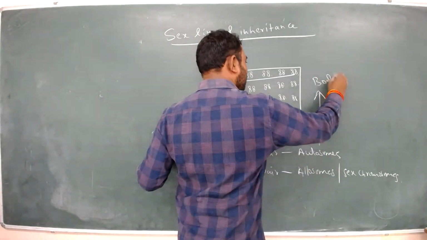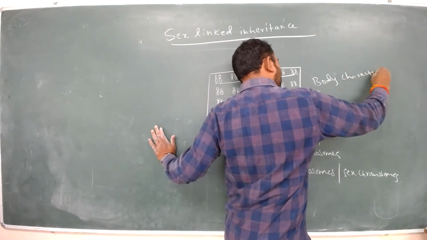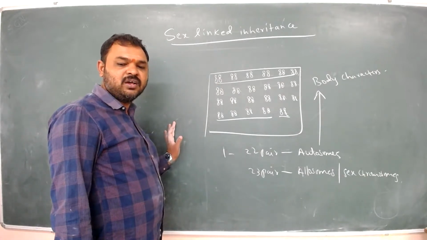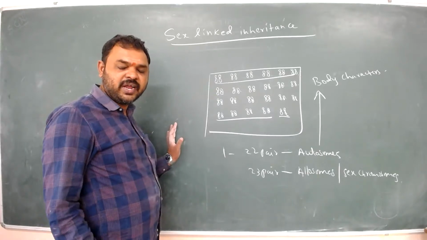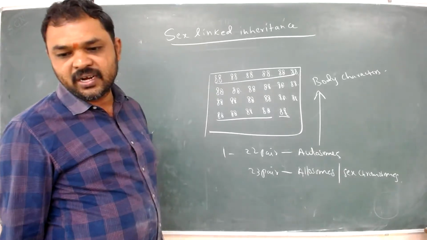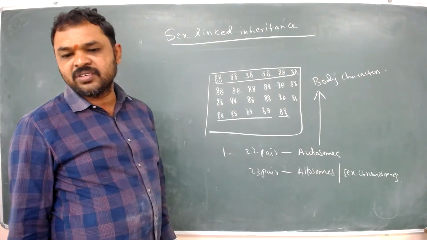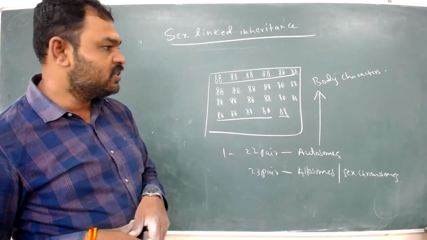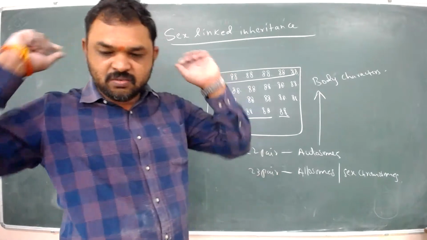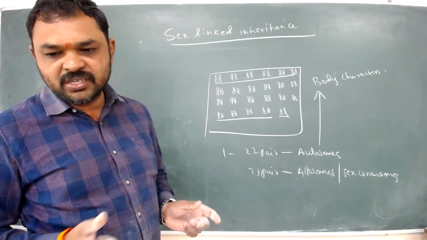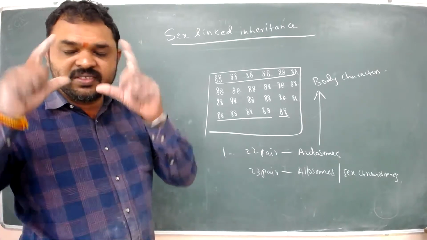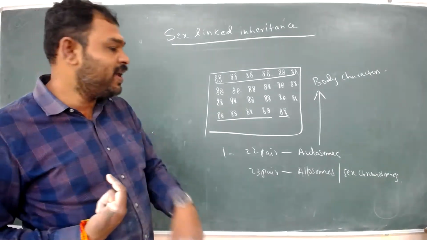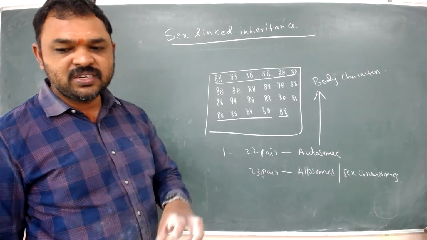What are body characters? Your height is a body character, your intelligence is a body character, your breathing capacity, your hearing capacity, your tasting capacity are all body characters. Vision is also actually a body character. But some vision genes, where are they present? On the allosomes.